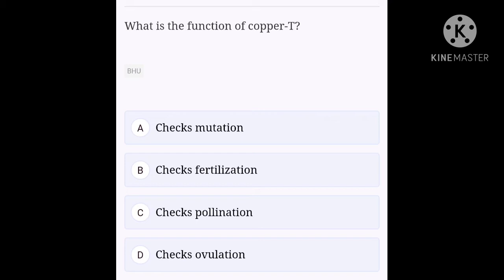Next question. Which is the function of copper T? Option A checks mutation, option B checks fertilization, option C checks pollination, option D checks ovulation. Copper T is an example of intrauterine devices used for birth control. Copper T inhibits fertilization of ovum so that it checks pregnancy. So the correct answer for this question is B, checks fertilization.